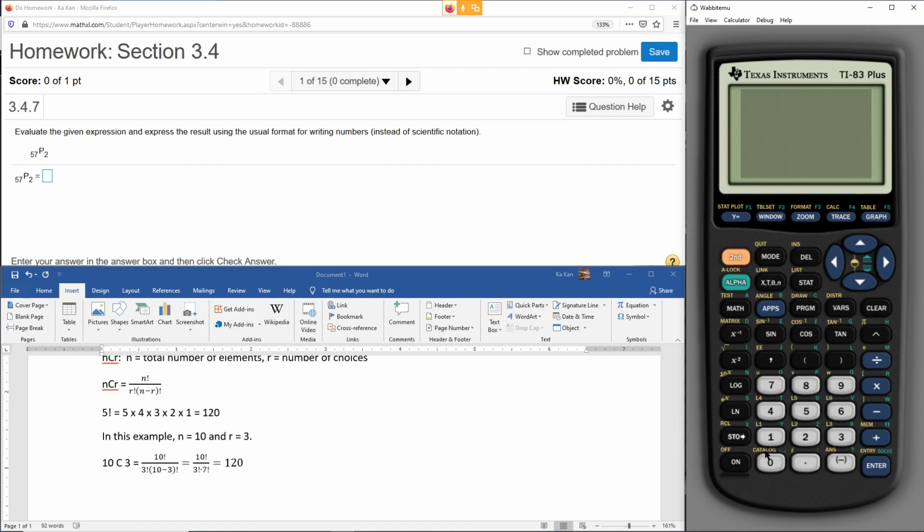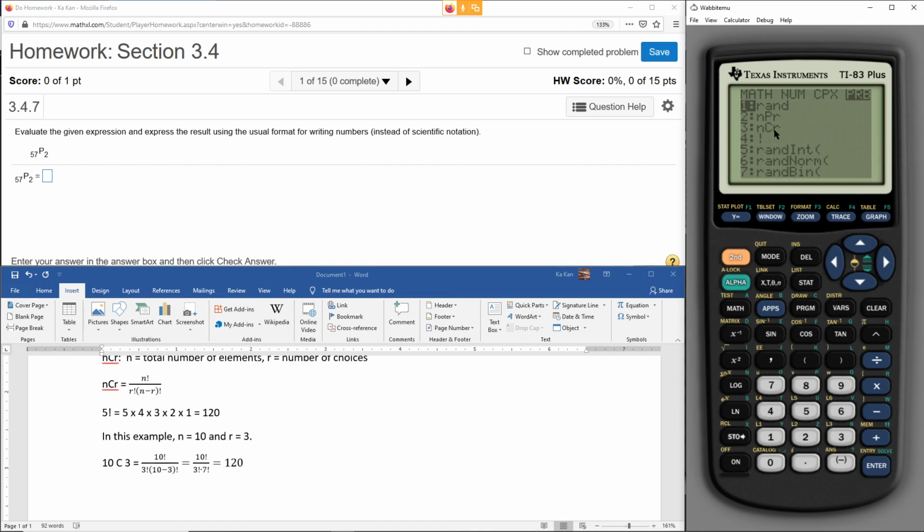Here's what I would do. Press 10. If you have a TI-84, a newer, fancier calculator, you don't even have to press 10 first. For me, I have to. You just go to math, go to PRB, that's probability.